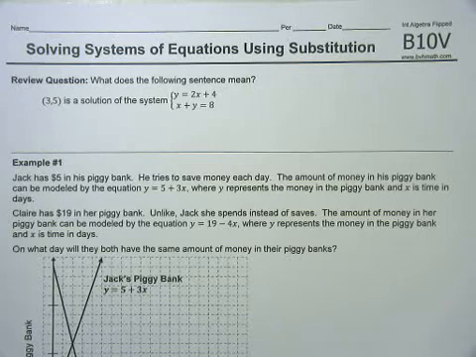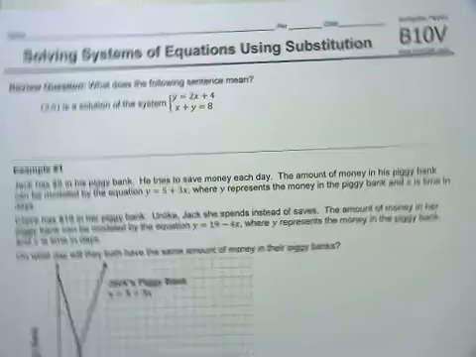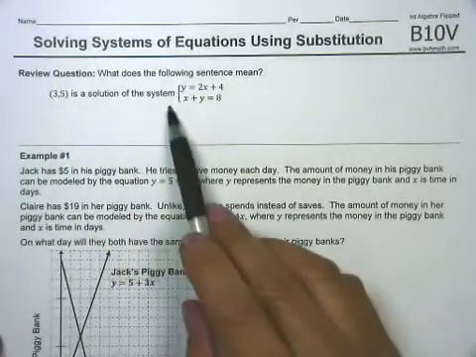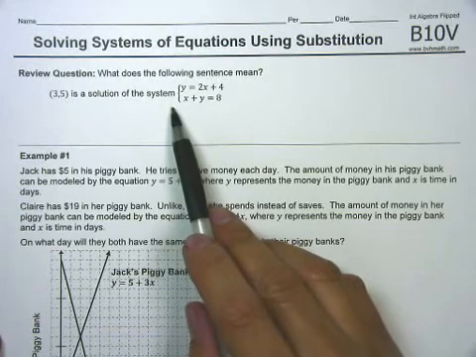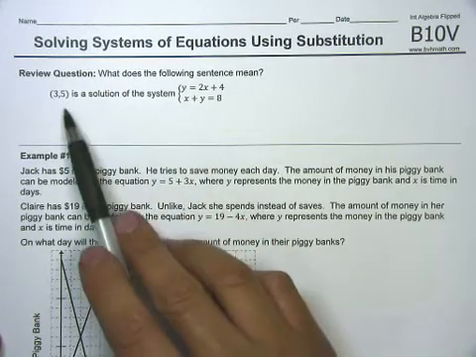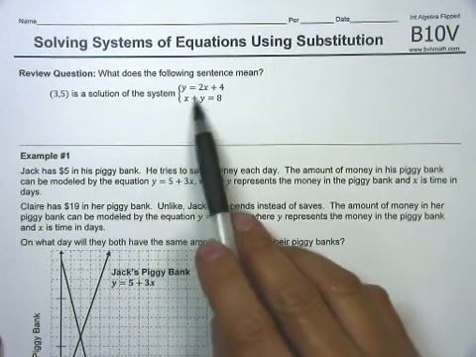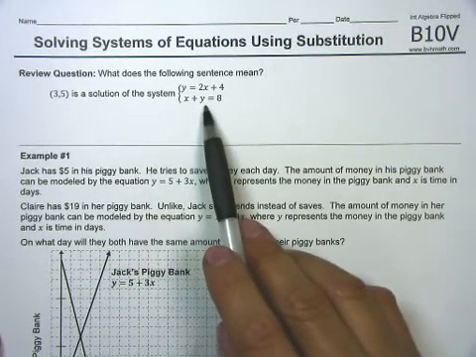This video is about solving systems of equations using substitution. All right, I want to start with a review question. What does the following sentence mean? I want you to pause and write down from memory, what does it mean when I say this? 3, 5 is a solution of this system. Please pause and write down what you think that means.